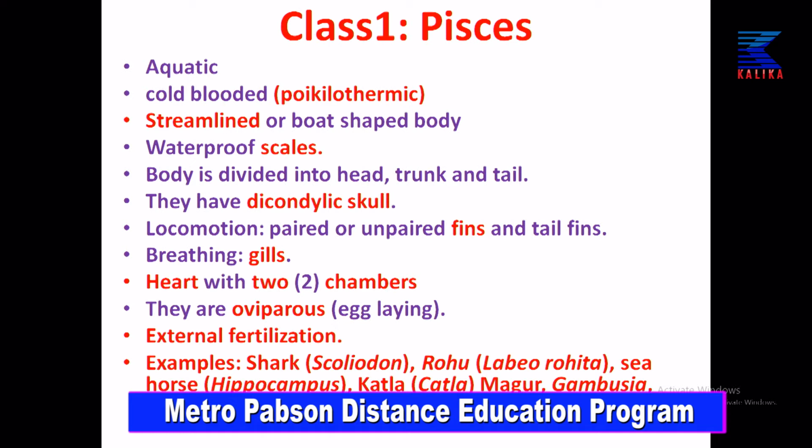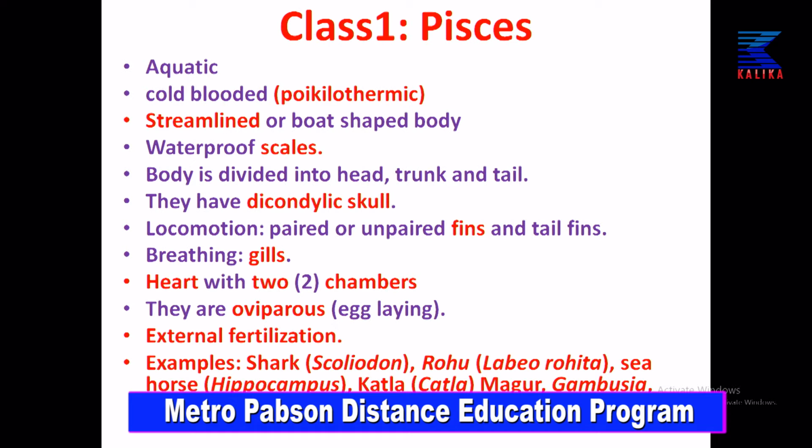So the oviparous means egg laying. External fertilization, one more point is there. What does it mean? It means the fertilization takes place in the water, not inside the female's body. So there's something else there. So have a look, one of the points there.